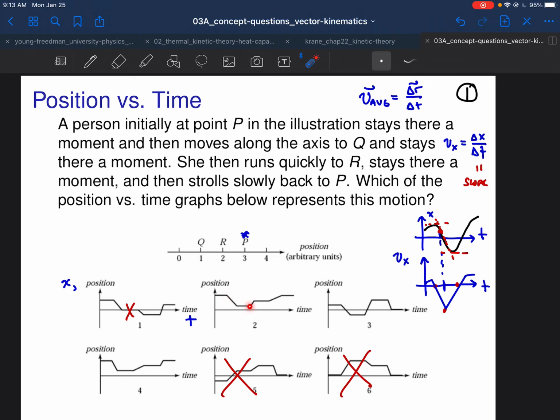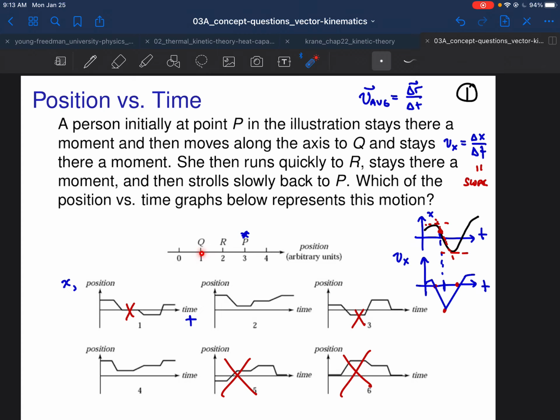The next one, staying where they are, going backwards. Yeah, that looks okay. Staying where they are, going backwards. This one went negative, so not that one. And then staying where they are, going backwards. That looks fine. So we're left with two. Hopefully we can exclude them.